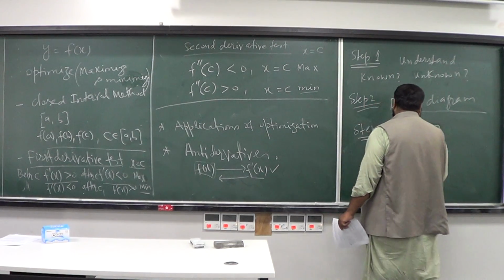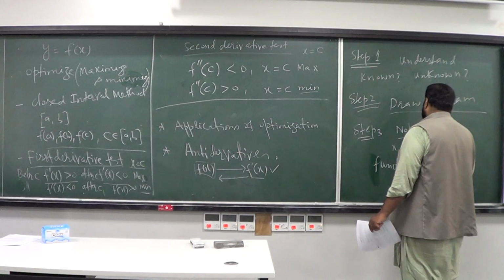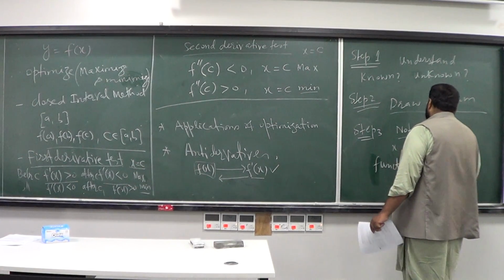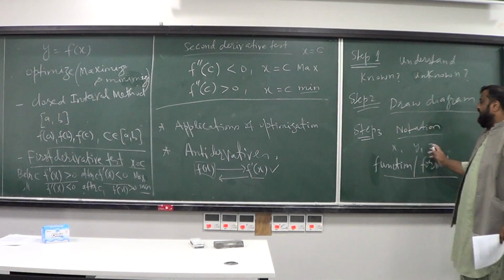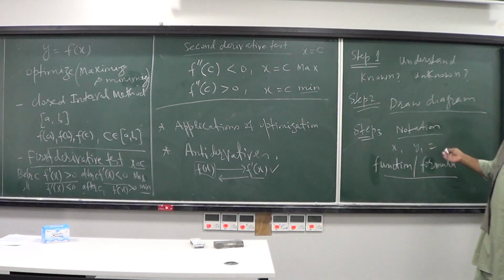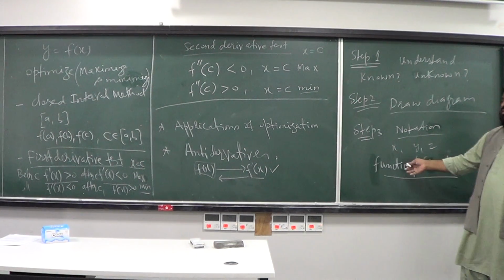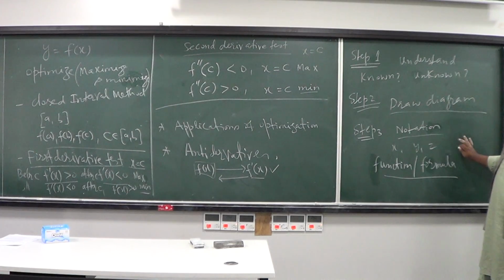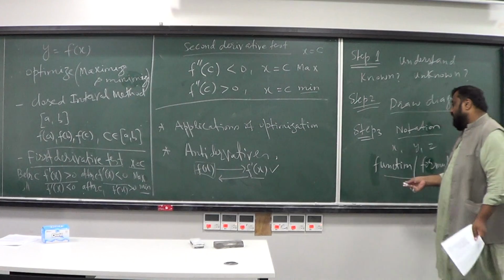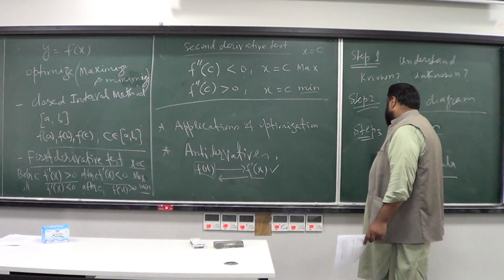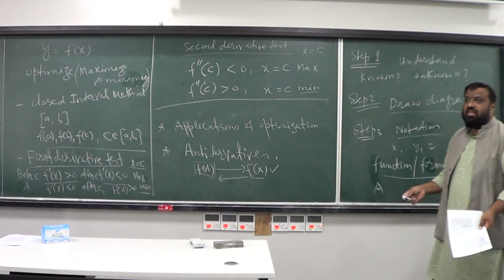The formula that you are interested in minimizing, and how these quantities, known and unknown, are related with each other through some function and formula. So step 3 is an important step. For example, if you are talking about area, you know that the area depends on length and width.